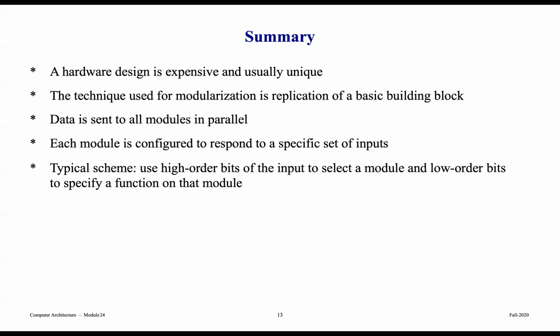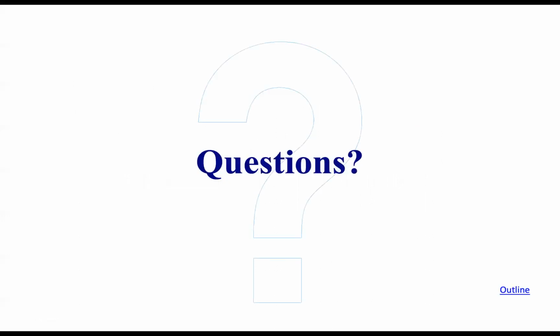So in summary, a hardware design is expensive and usually unique. The technique used for modularization is replication of a basic building block. Data is sent to all the modules in parallel, and each module is configured to respond to a specific set of inputs. The typical scheme is to use the high order bits of the input to select a module, so the first part of an address, if you will, and the low order bits to specify a function on that module, a more specific aspect of getting to a particular address.